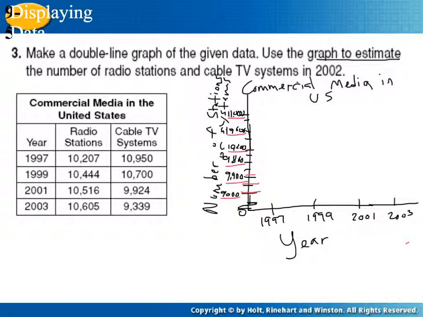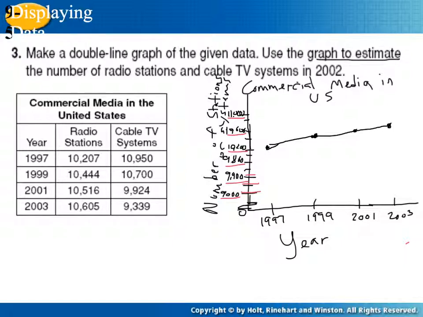So now I'm going to start off graphing radio stations. All right, so I have 10,200 radio stations in 1997, roughly. 10,444, right about here, in 1999. In 2000, it moved up just slightly, but 10,500 and 10,600, again, just slightly in commercial media. My line graph, I connect those dots. I do not connect it from 0, just connect the dots just like that.